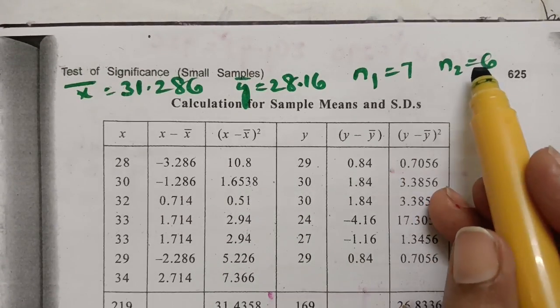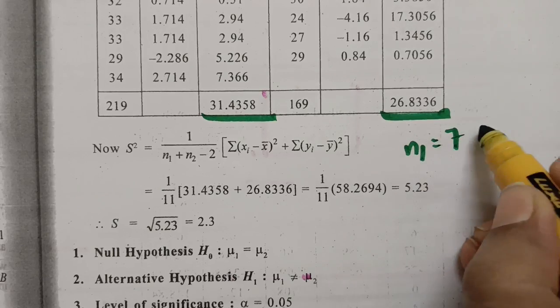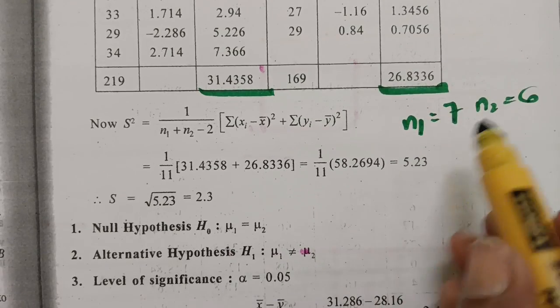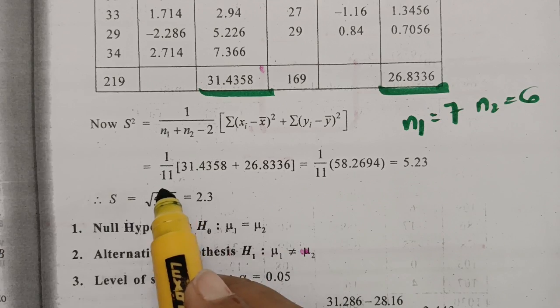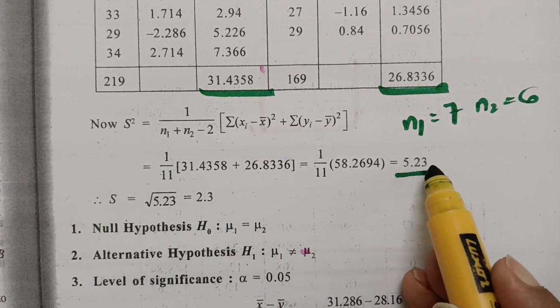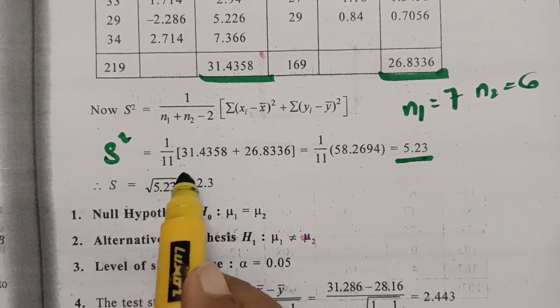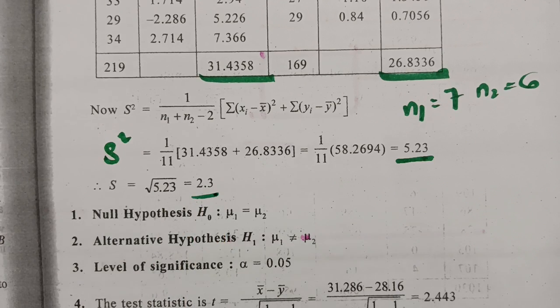See here, both the totals we have to add up, and this is n1 plus n2 minus 2. What is n1 here? n1 value is equal to 7 and n2 value is equal to 6. That is 7 plus 6 minus 2, which is equal to 11. And the value here is 5.23. And this is the variance value s square. So for s it is root over 5.23, the value is 2.3.